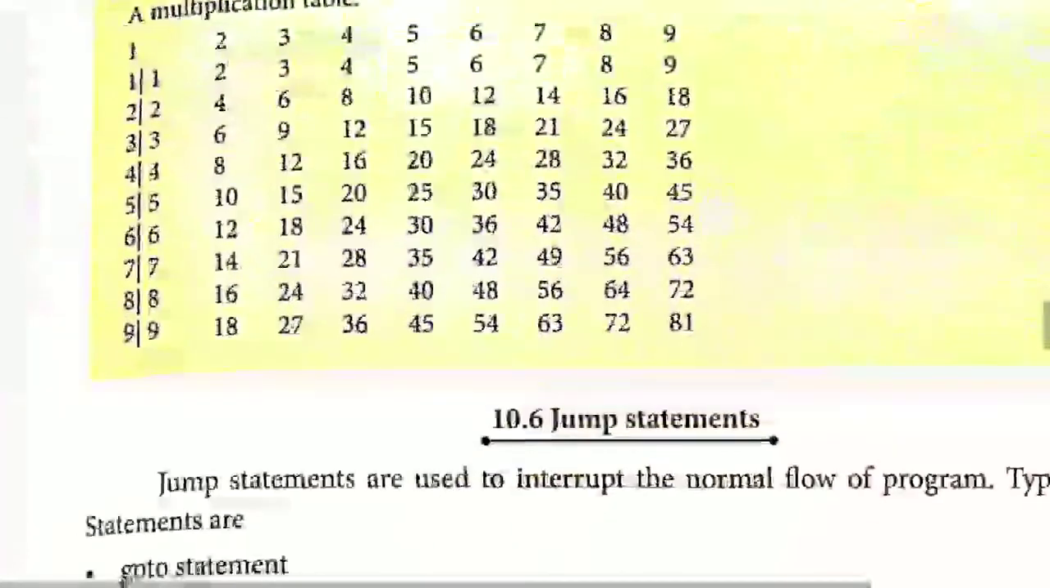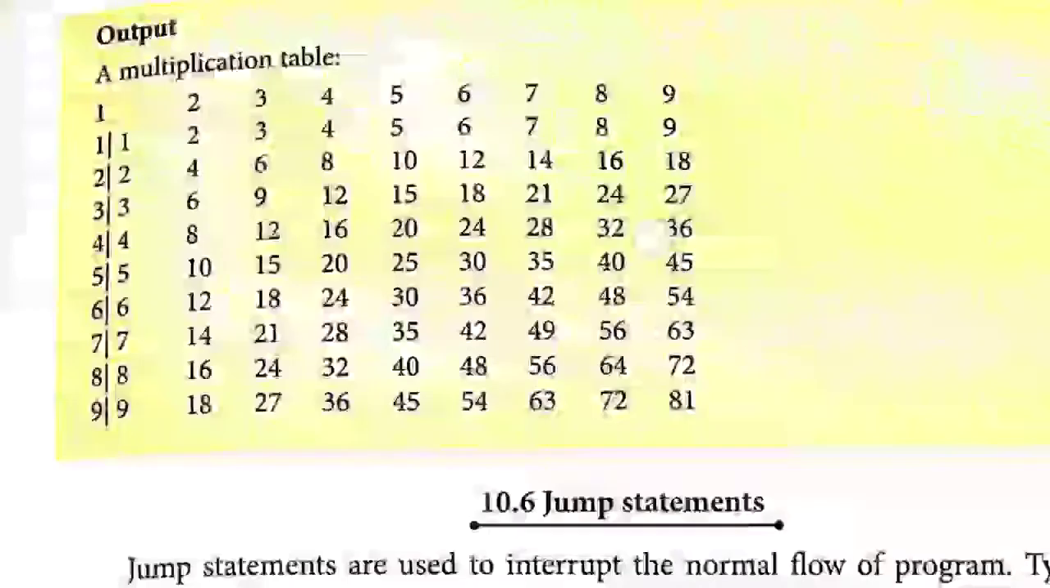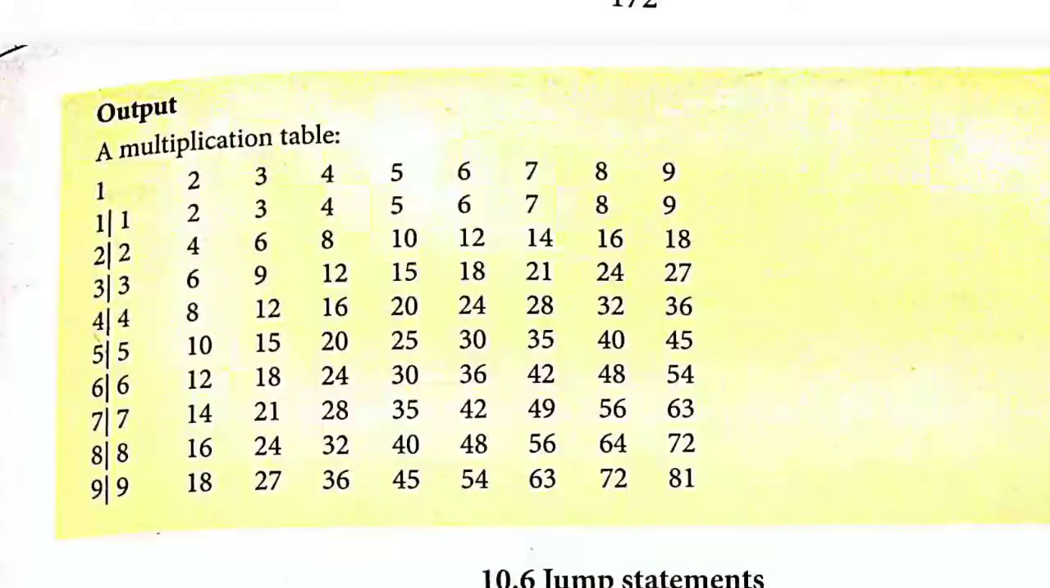Okay, so this is what you can see in this output. The first line denotes the number of tables. The second line gives the multiplication values: 1 into 1 is 1, 1 into 2 is 2. In the third line, 2 into 1 is 2, 2 into 2 is 4, 2 into 3 is 6. So all the 2 table values. The fourth line, the third table.